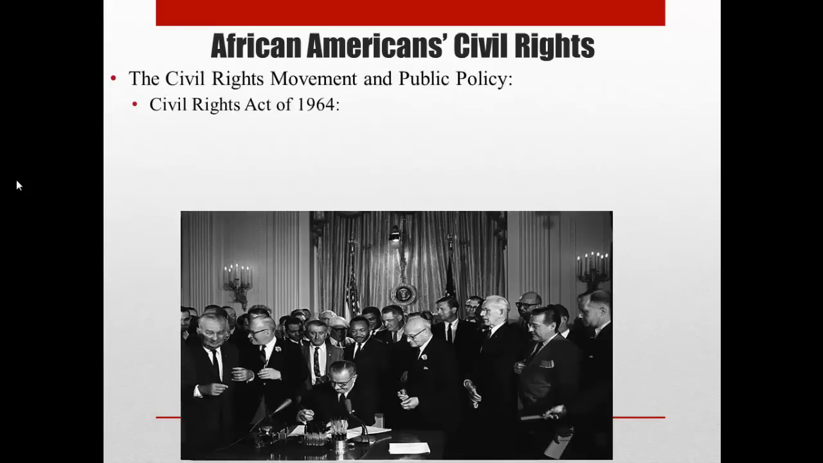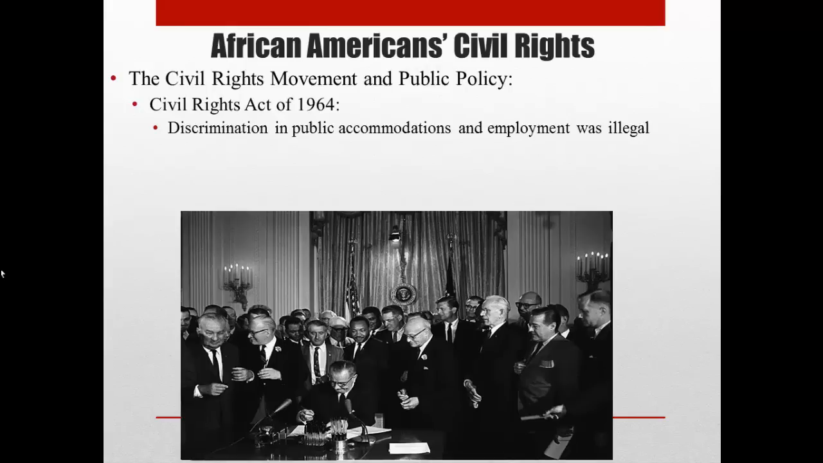So, the Civil Rights Movement and public policy. The Civil Rights Act of 1964, which coincidentally, again, I do have a video on. This one is titled The Great Society by LBJ down here. Here he is signing the Civil Rights Act, and notice right behind him is Martin Luther King Jr.